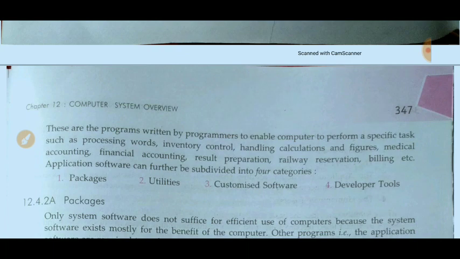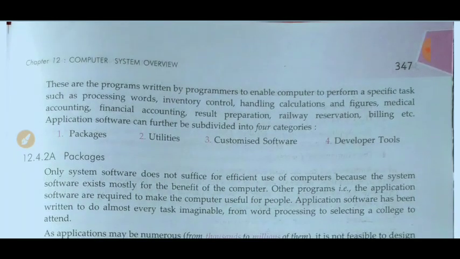Application software can be further subdivided into four categories. First category is packages. Second is utilities. Third is customized software. And fourth one is developer tools. So the first topic is packages. Package means group of things.